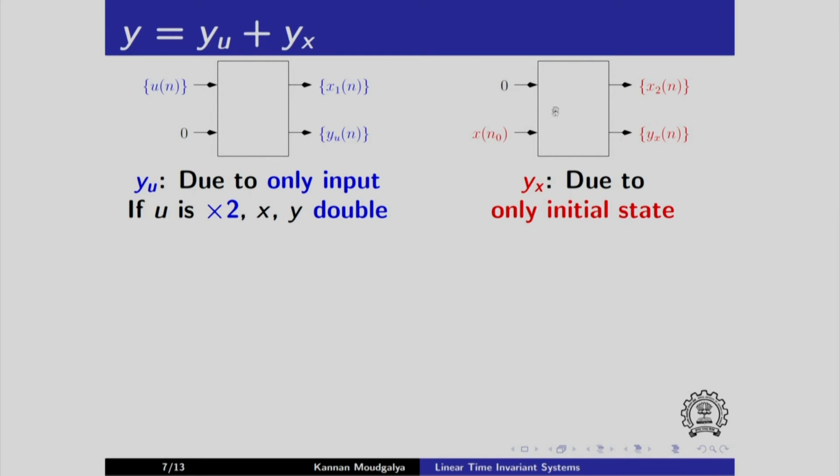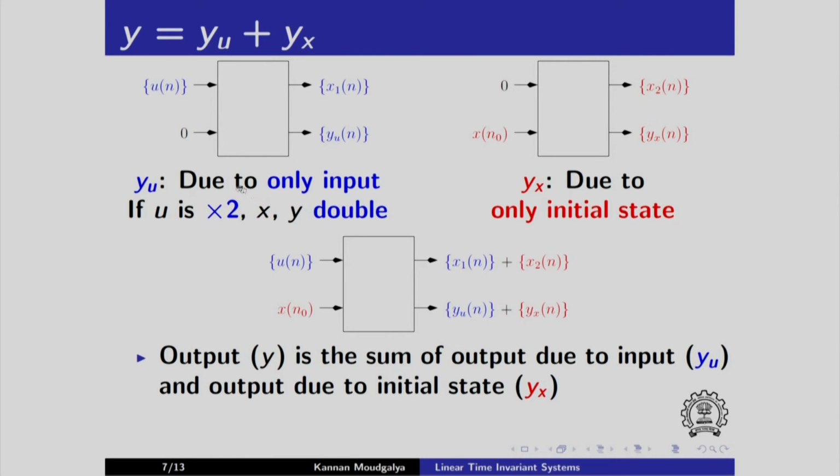Similarly, we consider the same system, but now we take the input to be 0, but we consider a non-zero initial state, and we call the corresponding output y sub x. This x indicates this response is due only to non-zero initial state.